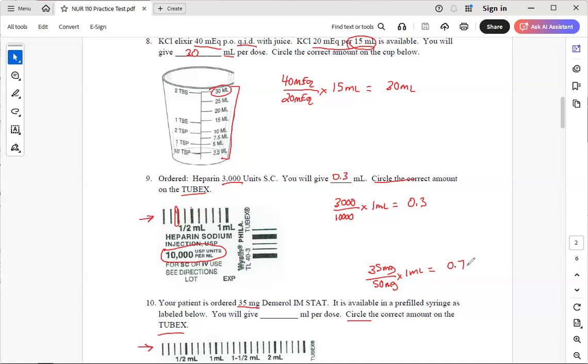How did you get 50? Go ahead, I couldn't hear you. How did you get 50? It's not pictured. It's what's on the label. I'll show you once I scroll down.